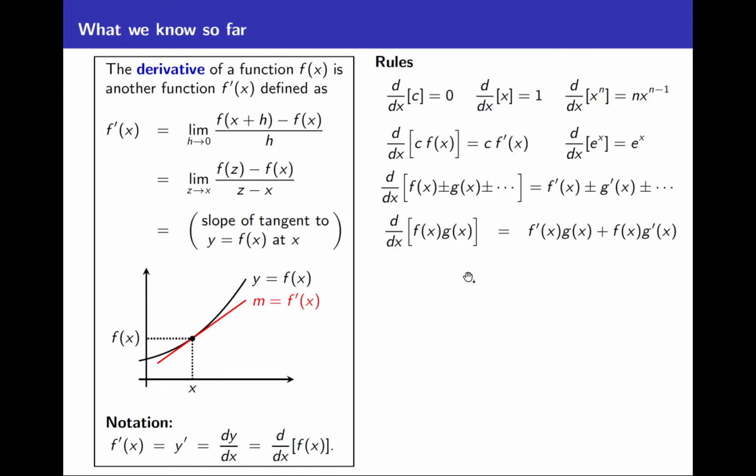And then in our last lecture, we developed two new rules: the product rule that says the derivative of f of x times g of x is f prime of x g of x plus f of x g prime of x, and the quotient rule, d dx of f of x over g of x, is f prime of x g of x minus f of x g prime of x over g of x squared. So this is our list of rules so far.